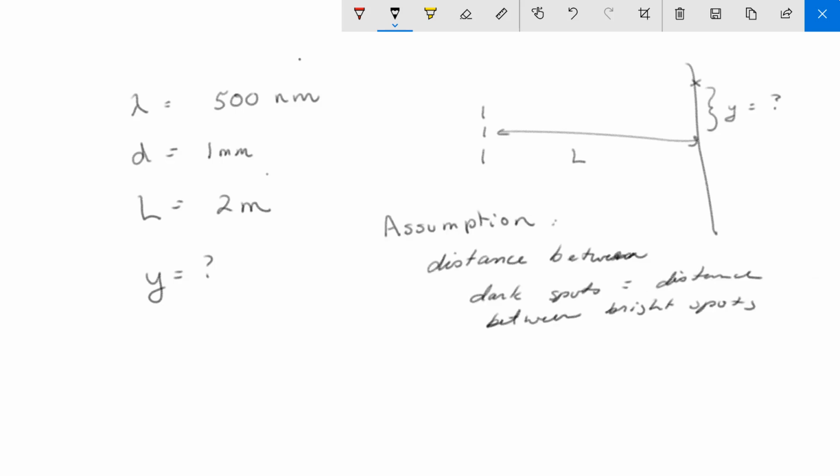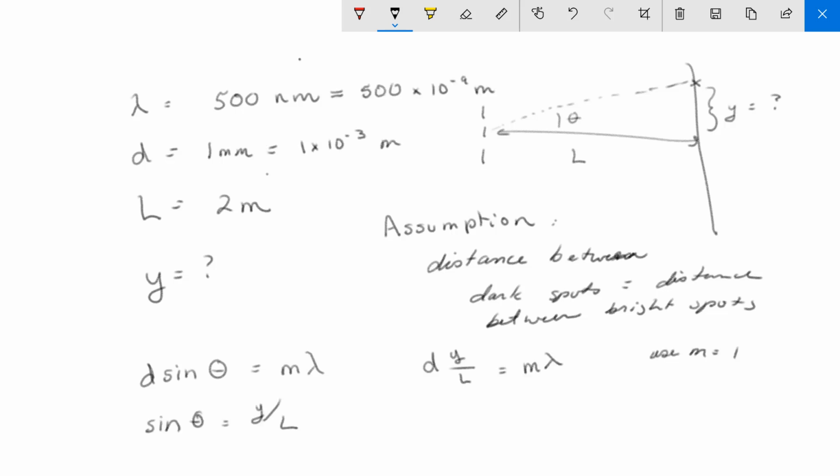Drawing my diagram, I have to make an assumption that the distance between the dark spots is equivalent to the distance between the bright spots. And that's true, so it's not a bad assumption at all. Once I've got that straightened out, I've got to convert everything into the right units and get my equation down, which I've got done now.